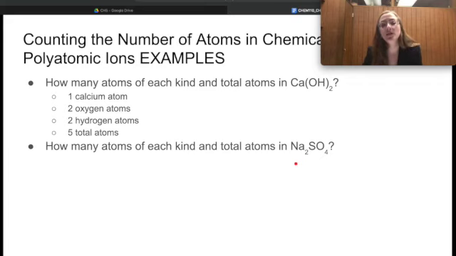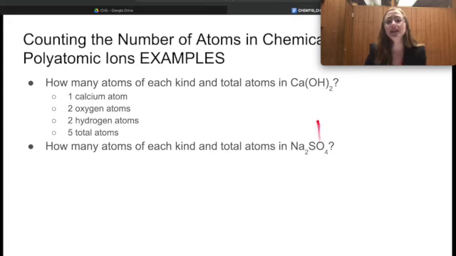If I want to know how many of each kind of atom, I'm going to work left to right and count them up. The first thing I see here is sodium. Sodium has a subscript of 2, so I must have 2 sodium atoms. Next thing I see is sulfur. There are no parentheses. There's nothing else. I want to know how many sulfur atoms I have. I have 1 sulfur atom. It does not have a subscript, no parentheses. No subscript means you only have 1. It's an implied subscript of 1.